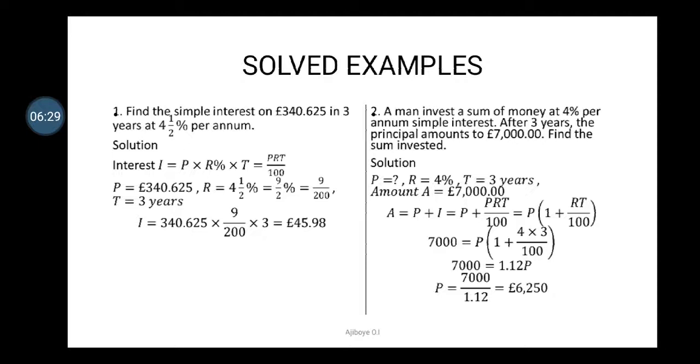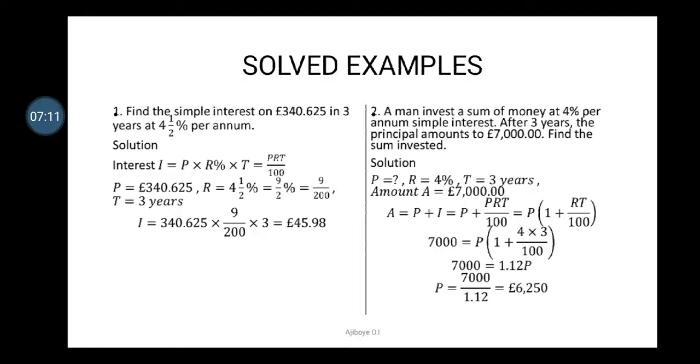Example 2. A man invests a sum of money at 4% per annum, simple interest. After 3 years, the principal amounts to 7,000 pounds. Find the sum invested. You can see from this question, the principal is not given, but the rate is given as 4%. The time is given as 3 years.